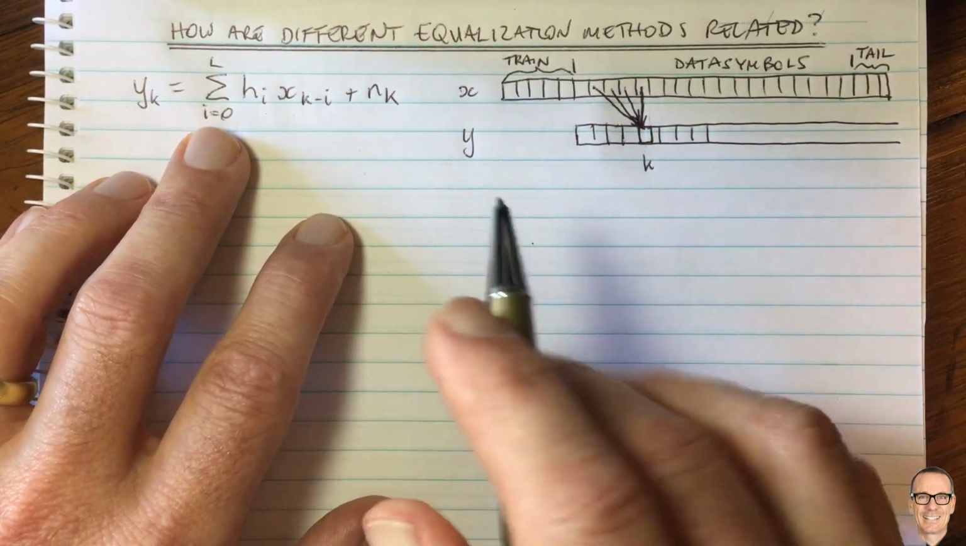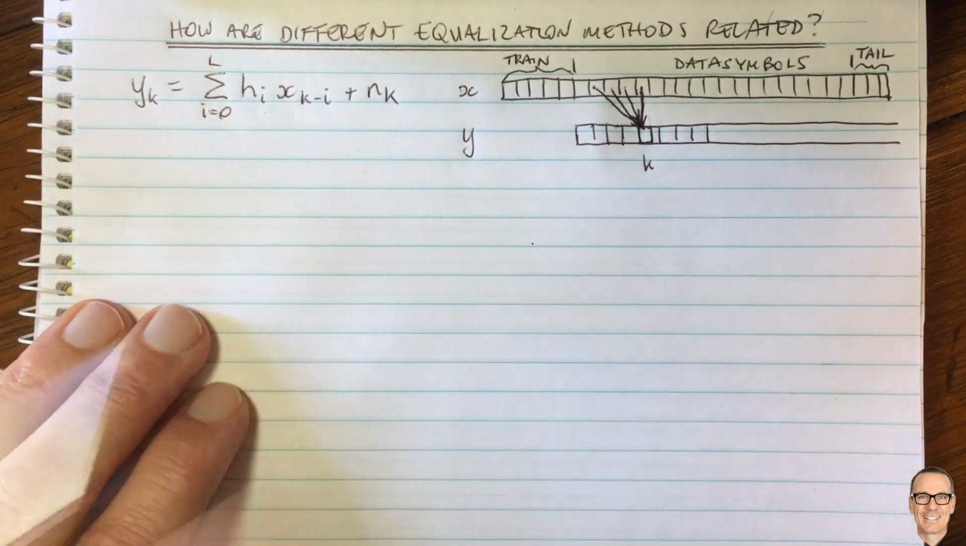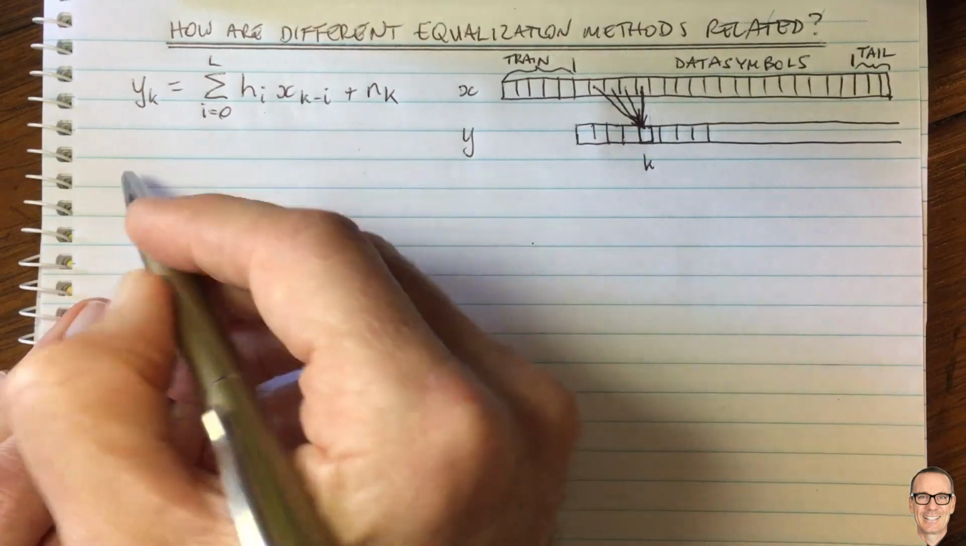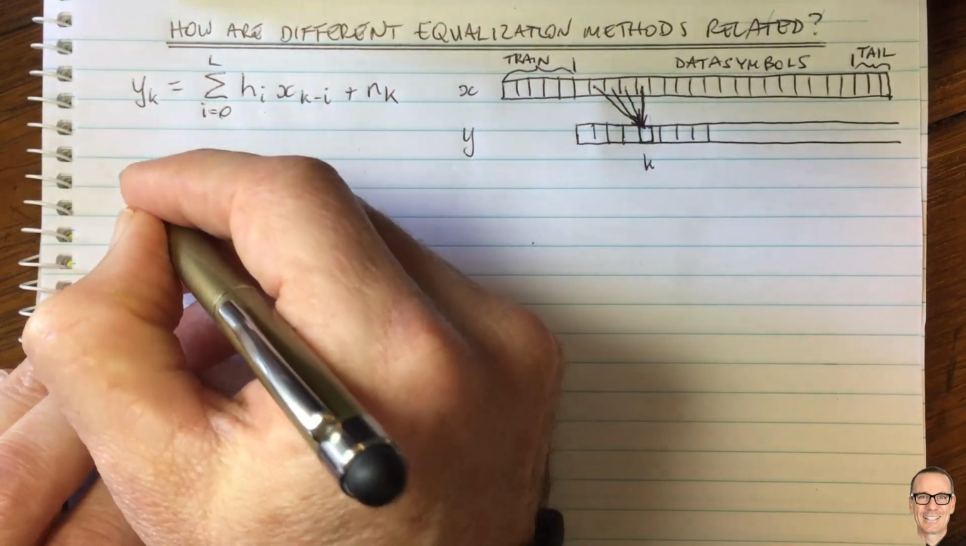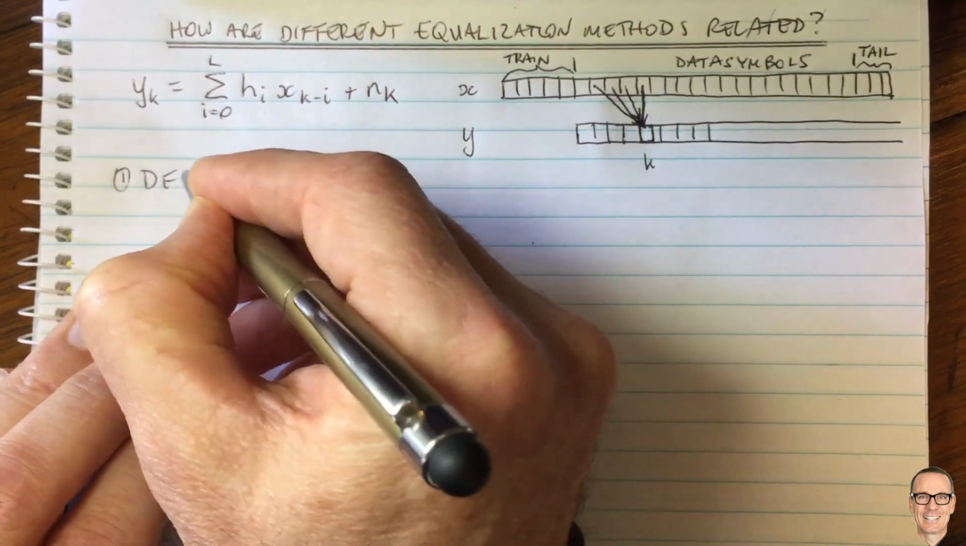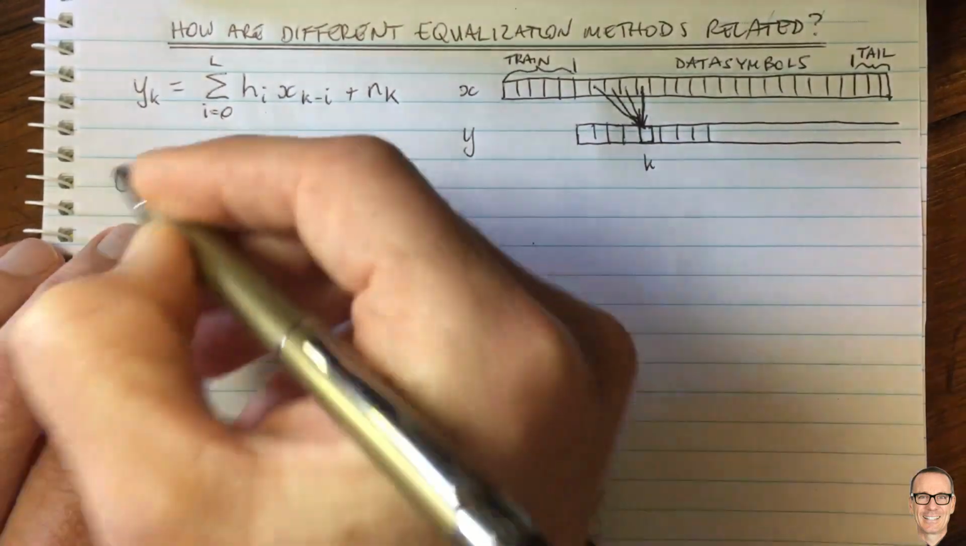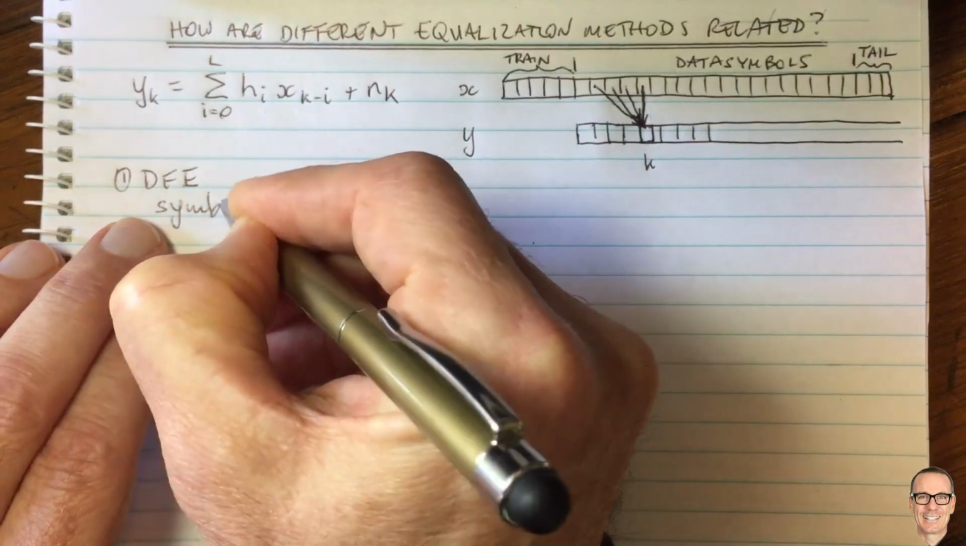So how do we do this? What are the different ways of doing this? Well, one way, and there's a video on the channel on this, is to consider this sequence on a symbol by symbol basis. So this is what the decision feedback equalizer does. And I'm going to write here: symbol by symbol.